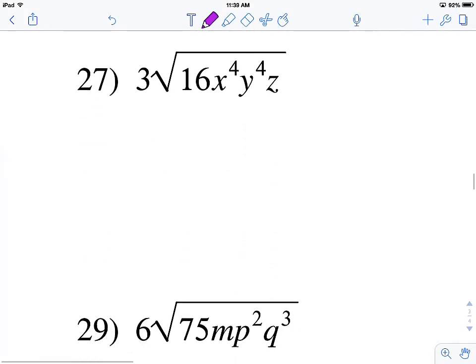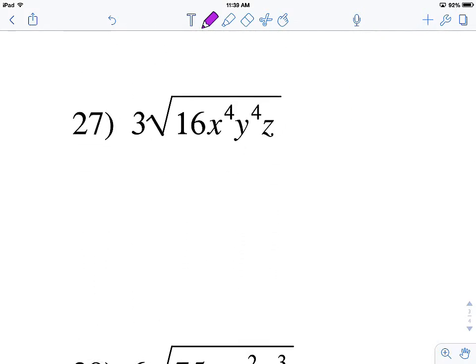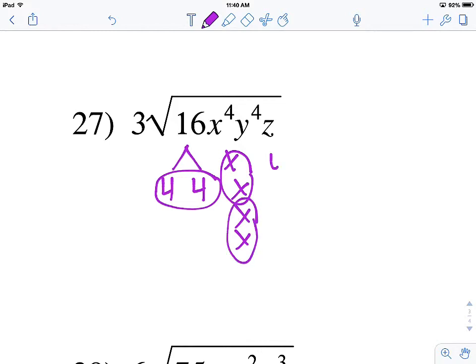Finally, number 27, 16 is a perfect square. We know that 4 times 4 is 16. We have 4 x's, which is 2 pairs of x's. We have 4 y's, which is 2 pairs of y's. And we have a z, which is going to be boxed.